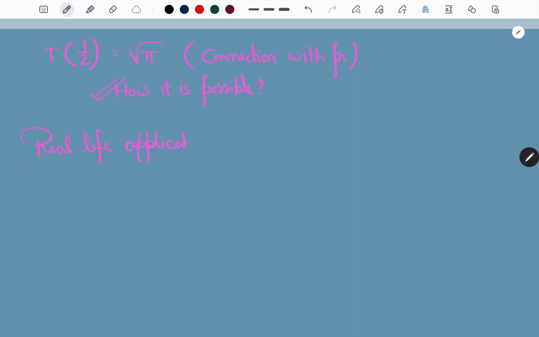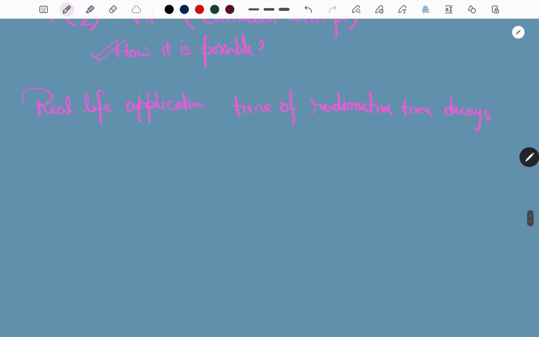Now, apart from this, what are the real life applications of the gamma function? There are lots of real life applications. It is used in probability, physics and engineering. It also helps to calculate the time of radioactive particle decay, or it also helps in calculating the distribution of wait times in a queue. So basically this is all about the gamma function. We will see with the help of examples and questions later on.